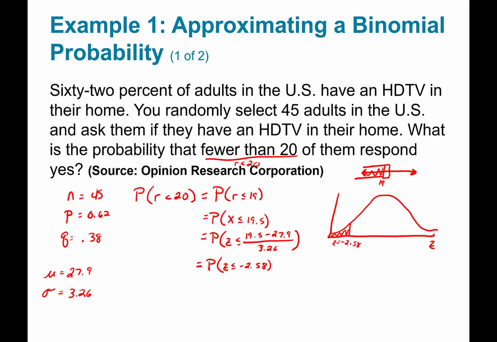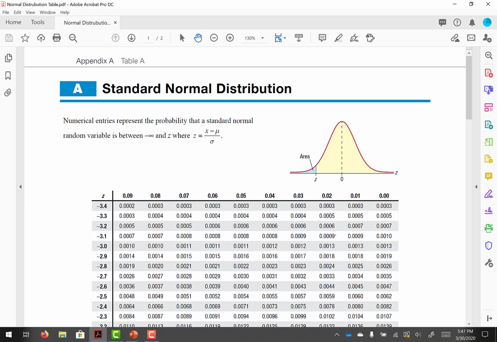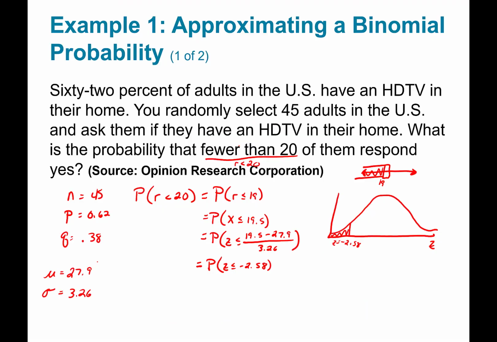So we just go to our table, and on our table we're going to look for negative 2.58. Remember, you go down to negative 2.50 in the left-hand column, and then go to 0.08, our hundredths digit. Find where that row and that column intersect, in this case 0.0049. Because we're looking for less than or equal to, which is what our table gives us, that is our probability. So approximately 0.0049.